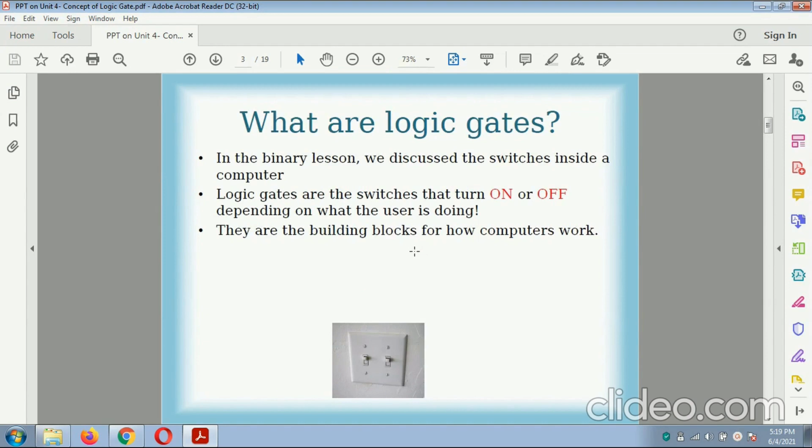What is the logic gate? In a binary session, we discuss the switches inside a computer. The logic gates are switches that turn on or off depending on what the user is doing. They are the building blocks for how the computer works. This is the diagram related to the switches, logic switches.